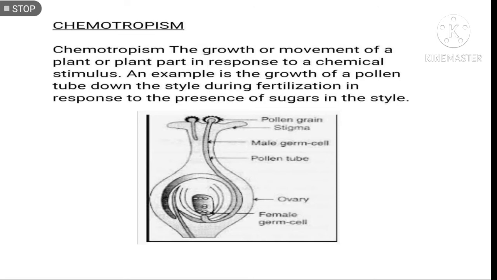Then the next one is chemotropism. Chemotropism is the growth movement of a plant or plant parts in response to a chemical stimulus. The stimulus in chemotropism is chemicals. For example, the growth of the pollen tube down the style in response to the presence of sugars, that is chemicals, in the style.